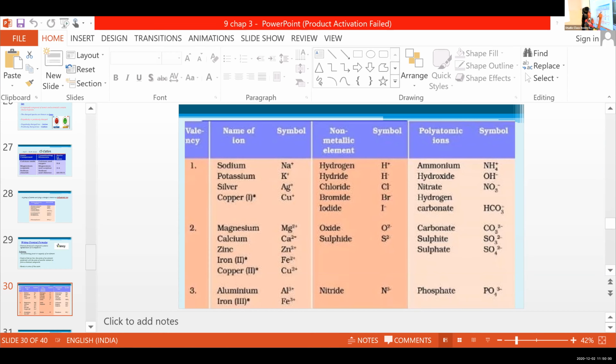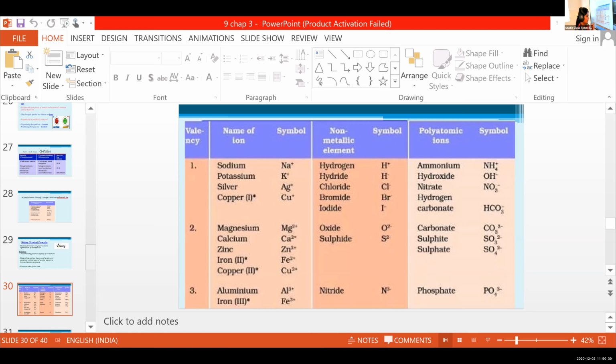Here hydrogen is only H plus, right? I told you all the non-metals are negatively charged, but hydrogen is an exceptional case. It is placed on the left side of the periodic table because it has intermediate properties between metals and non-metals. It is a non-metal, but it has a positive charge. And hydride, chloride, bromide, iodide, hydrogen, these all have valency 1 and are examples of non-metallic elements.